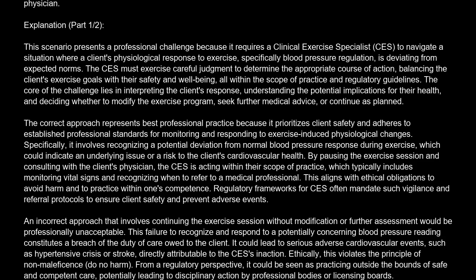The correct answer is A. Immediately terminate the exercise session and advise the client to seek immediate medical evaluation from their physician.